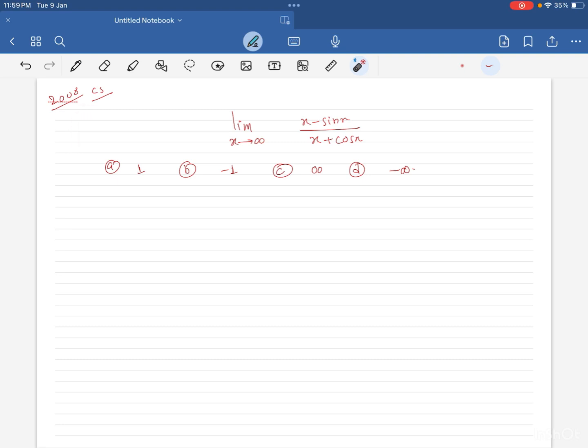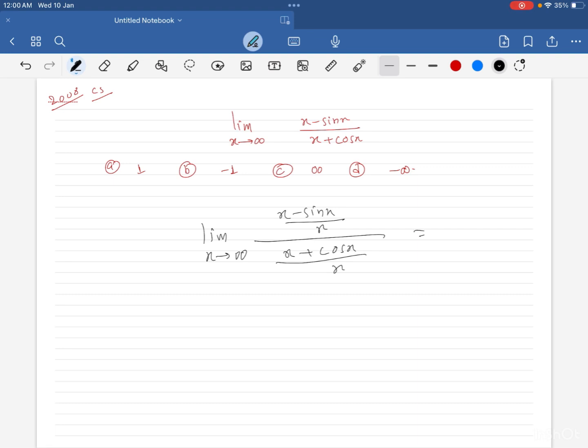So this is from 2008 CS, the limit is given. If you put infinity, then what we can do here is divide by x, and here also we can divide by x. Limit x tends to infinity, so we will get 1 minus limit x tends to infinity sin x divided by x, over 1 plus limit x tends to infinity cos x divided by x. So this is finite and this is infinite, that will be 0. Again this is finite and this is infinite, that will be 0. So 1.